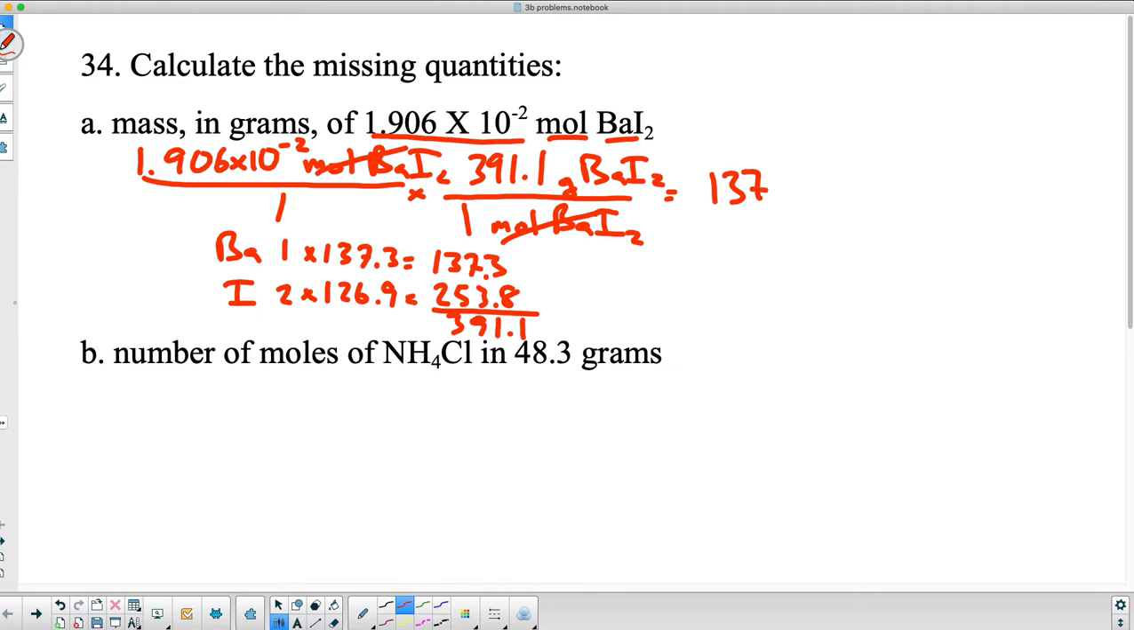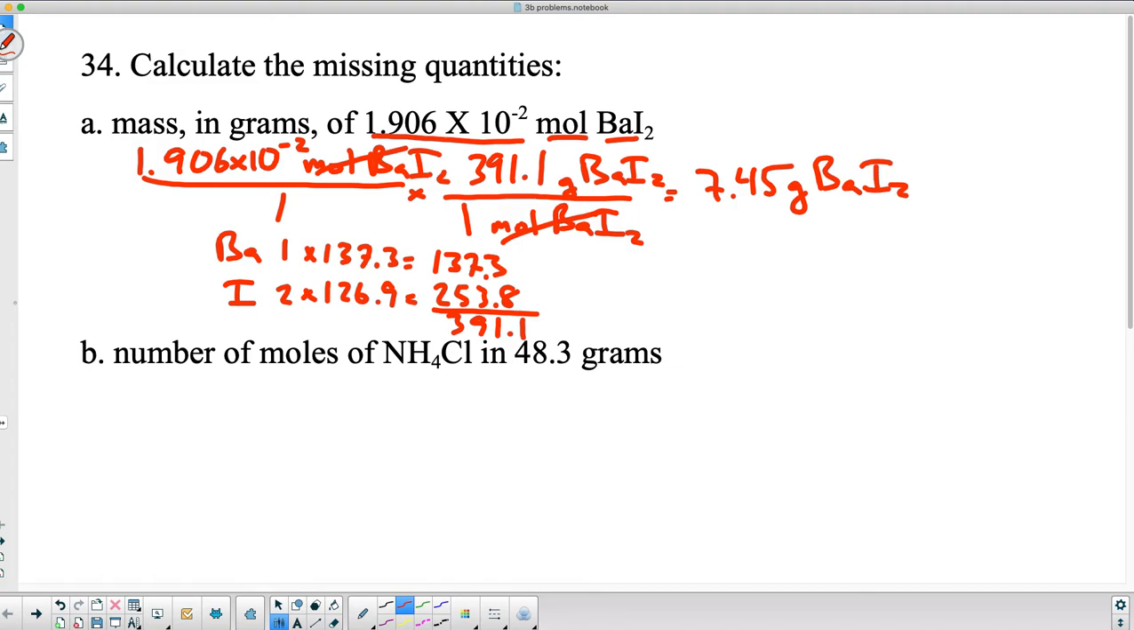That doesn't seem right. Let me try that one more time. I'll actually put in the value 1.906 EE minus 2, times 391.1. That looks much better. Okay, so here I have 7.45 grams of BaI2. Okay, so that's how you do the first one.